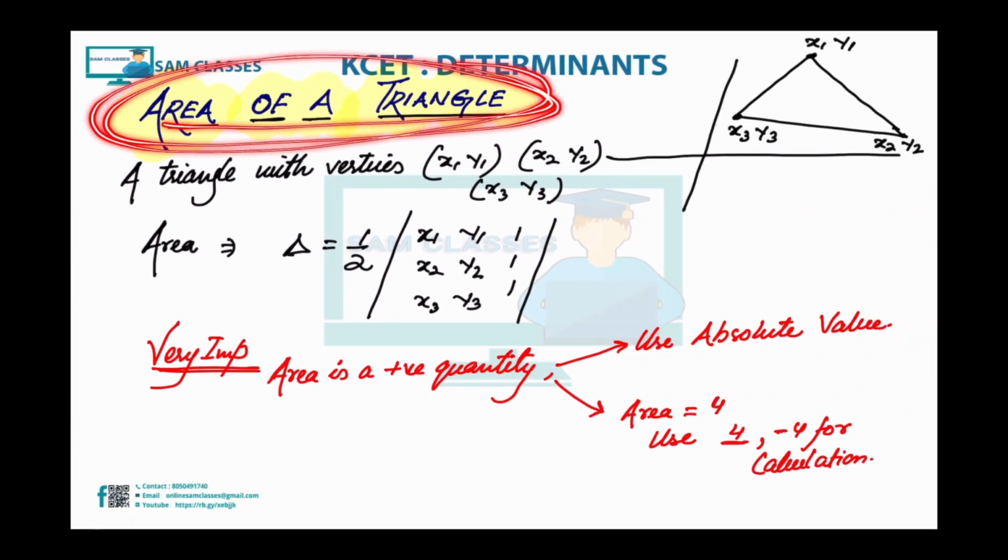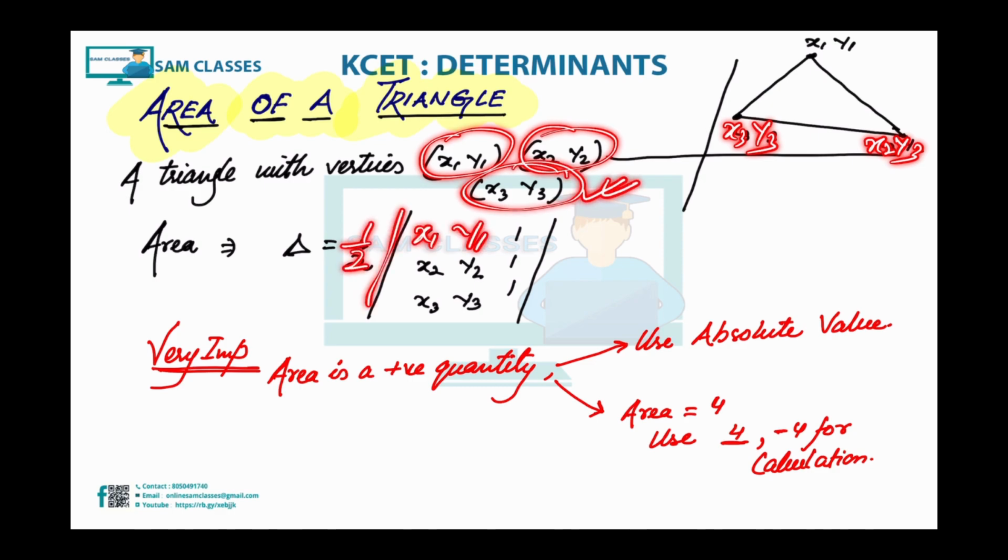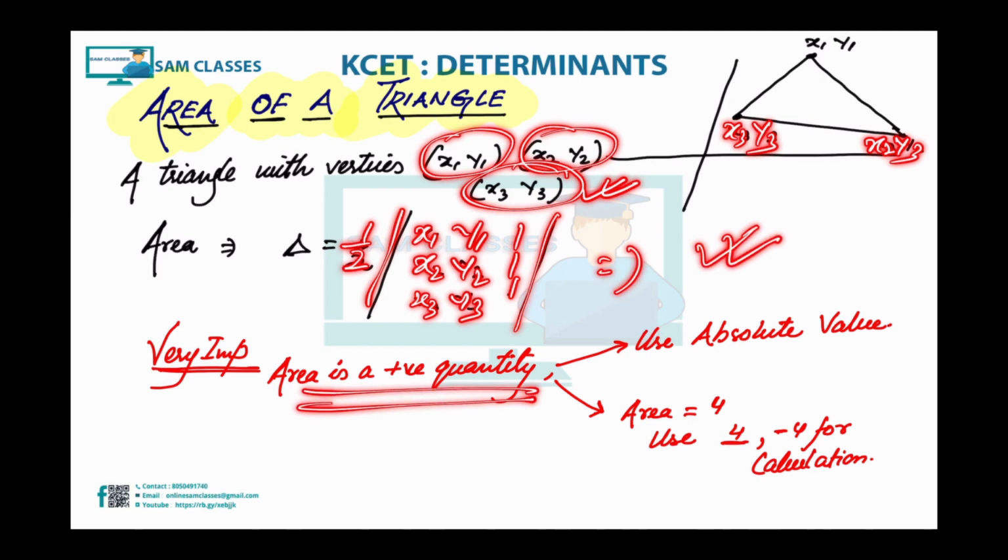Coming to the next property, area of triangle. Now properties are done. Area of triangle, very simple. They have given you 3 vertices of a triangle. Let's say the first vertex is x1, y1, then x2, y2, and x3, y3. So area can be found by the determinant method. Area is equal to half of the determinant with rows x1, y1, 1; x2, y2, 1; x3, y3, 1. Solve it, you'll get the area. Since we know area is always positive, we use absolute value.